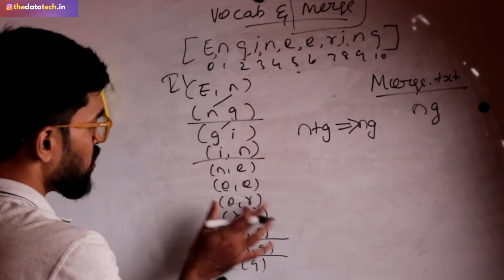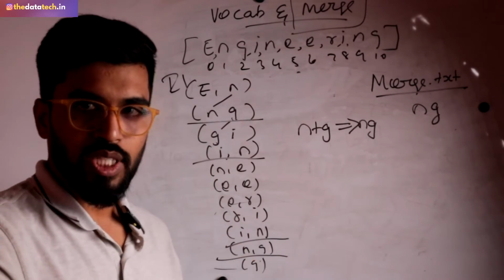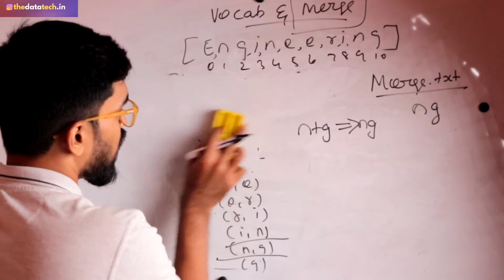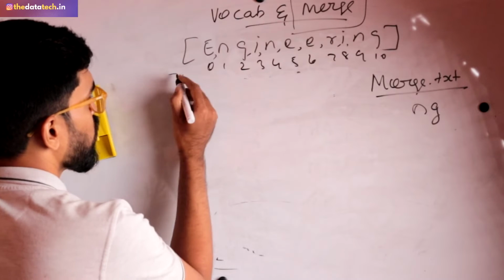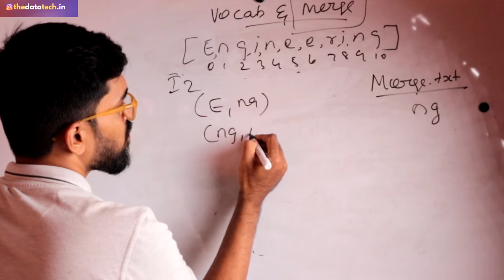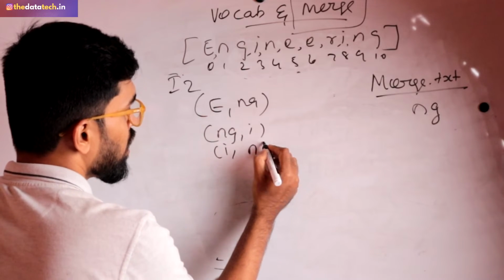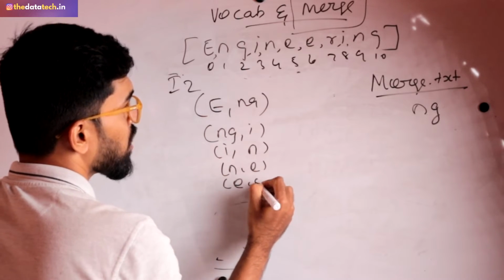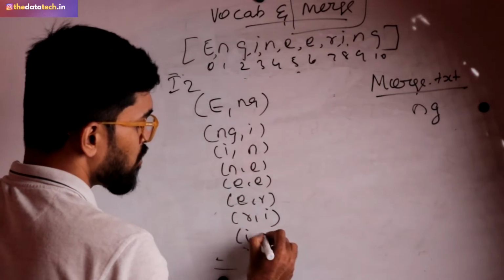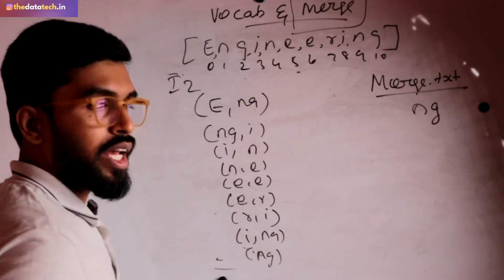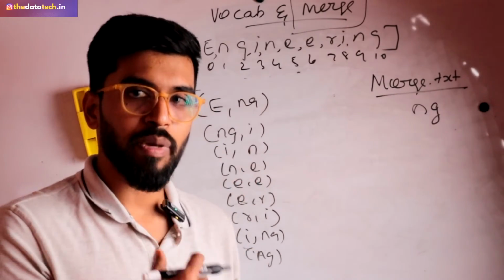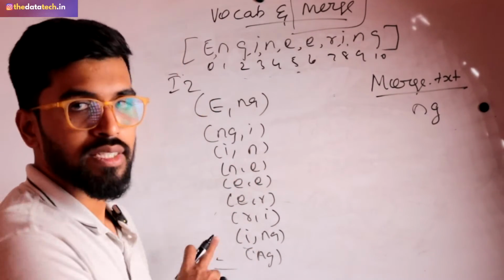So now I'll just remove this first iteration. If you want to check the previous iteration, you can go back in the video and check. So I will next start my second iteration. Okay, so iteration 2. Now it will be E comma NG and then NG comma I comma N, N comma E comma E, E comma R comma I comma NG and then NG. Right. So now it will check, are there any frequent duplicate pairs available? There are no duplicate pairs available here.